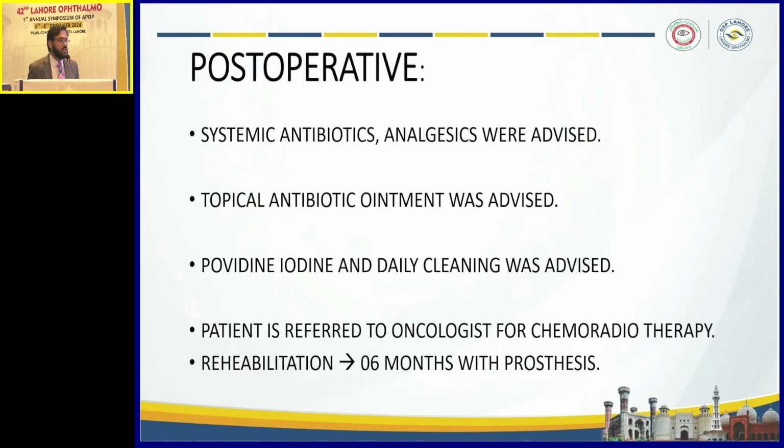So post-operatively, systemic antibiotics, analgesics, and ointment were advised to the patient, and daily dressing with povidone iodine. And one thing I must advise to the whole audience: when we are doing evisceration, enucleation, or exenteration, you have to remove the crepe bandage after at least 4 to 5 days, because I have seen those who remove the crepe bandage immediately on the second day. After 24 hours, the patient comes back to us with an orbital hematoma. Then we have to again drain it or treat it aggressively.